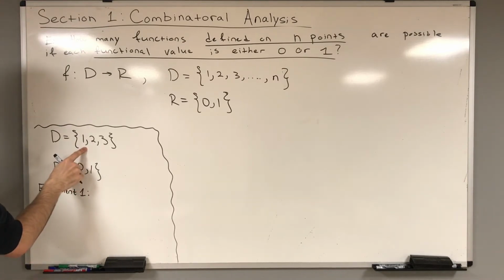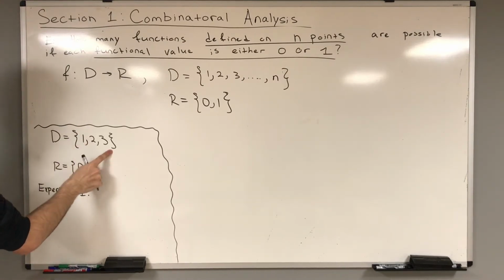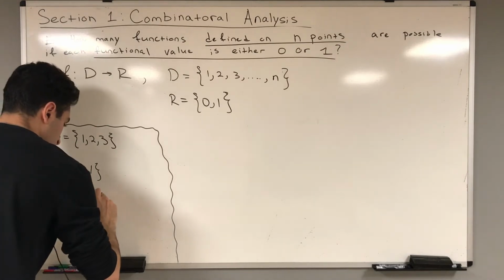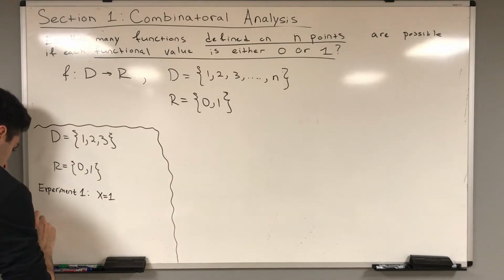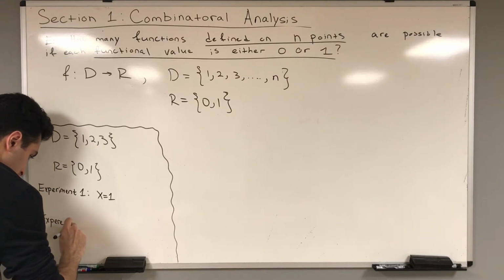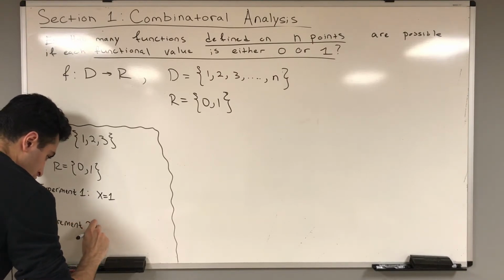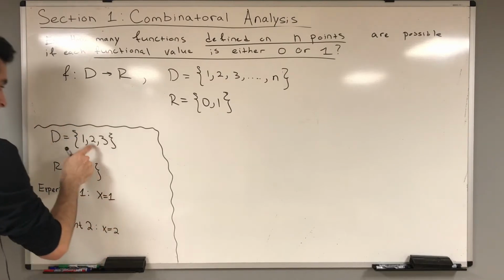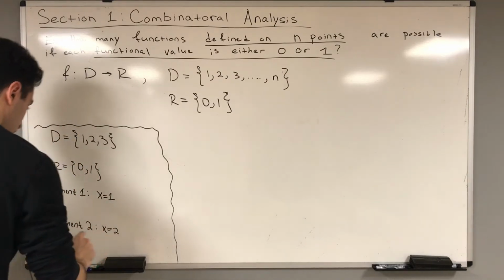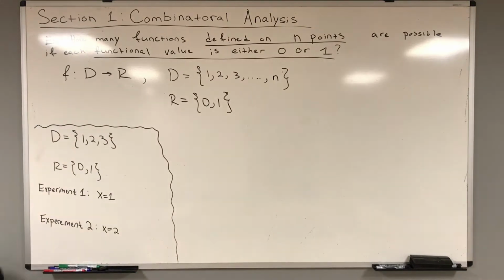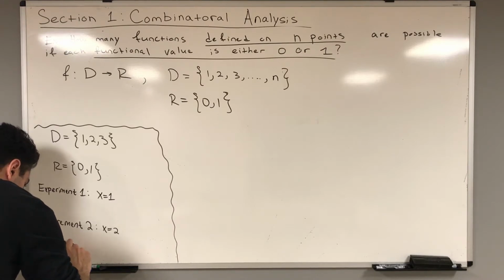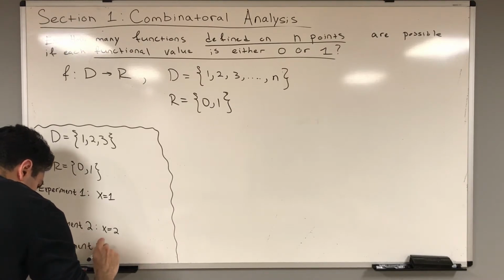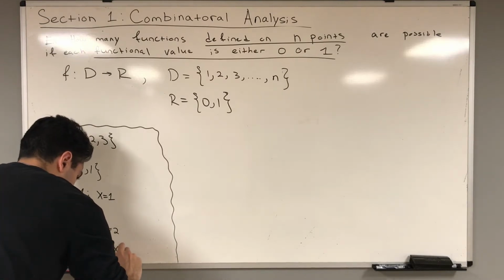So let's say it's defined as f of x, right? So these are your x values. So experiment 1 is choosing x equals 1. Experiment 2 is choosing x equals 2, right? And experiment 3 is you choose x equals 3.